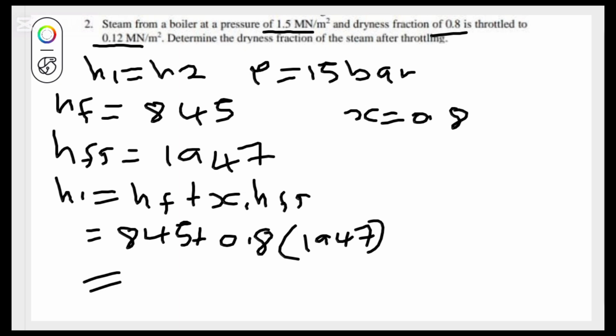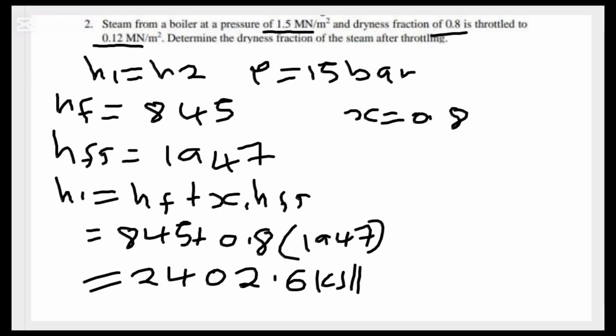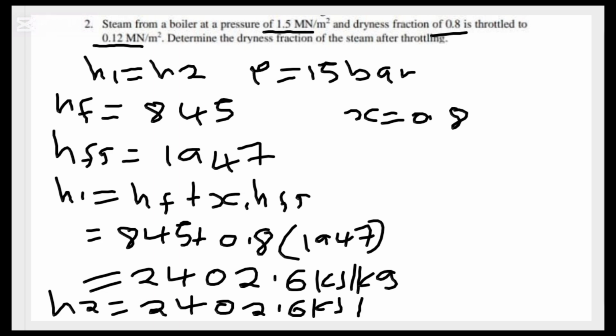So at the end, I will get 2402.6 kilojoule per kg. And therefore H2 will also be the same thing, which is 2402.6 kilojoule per kg.